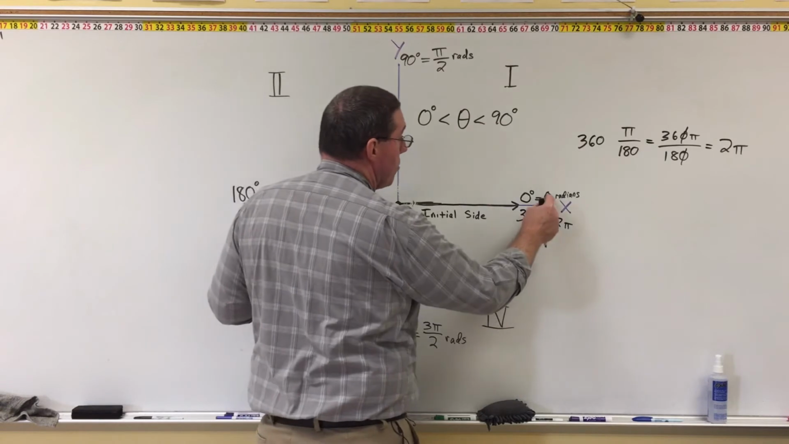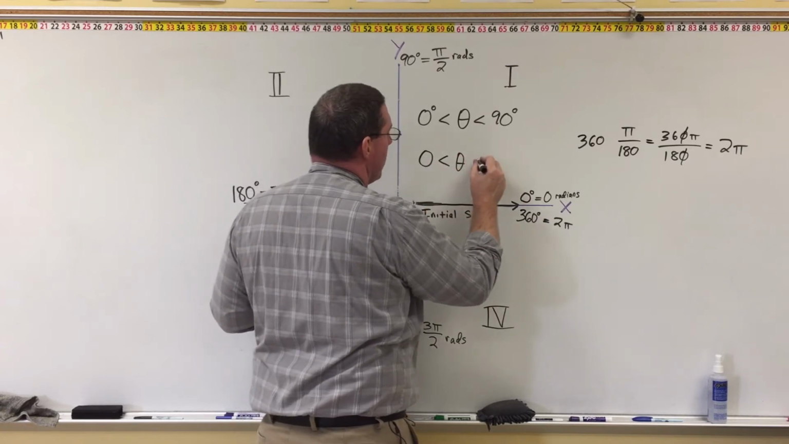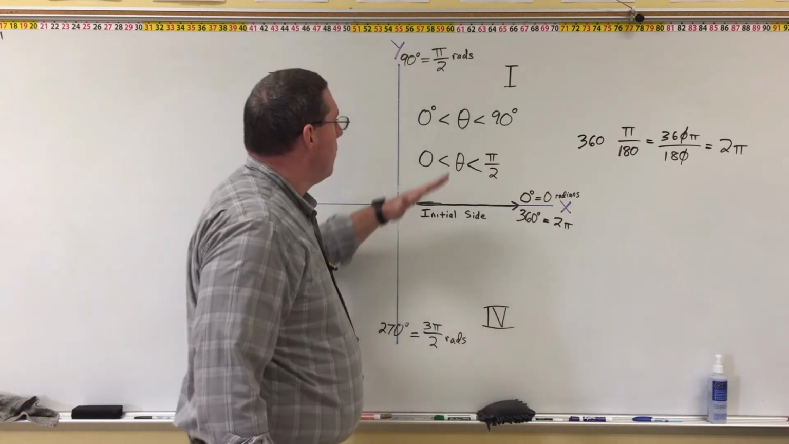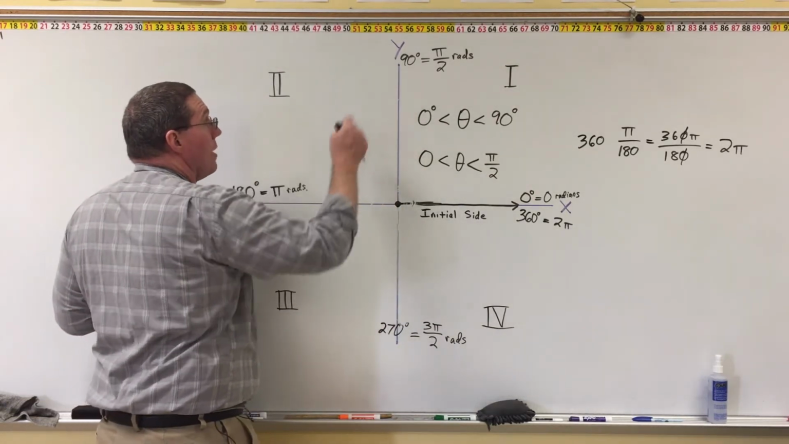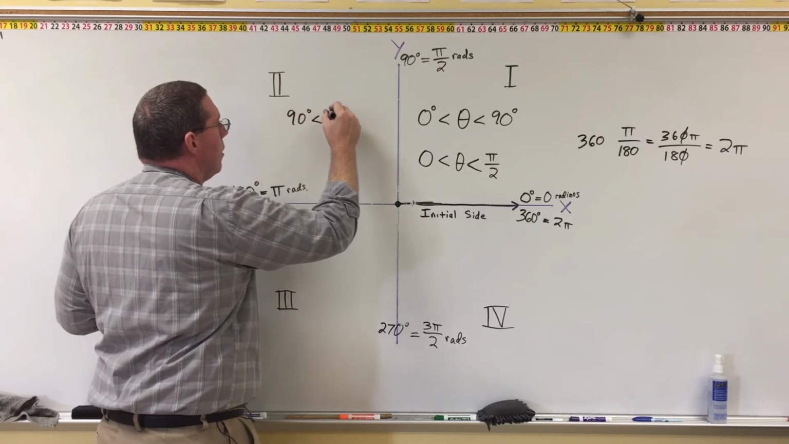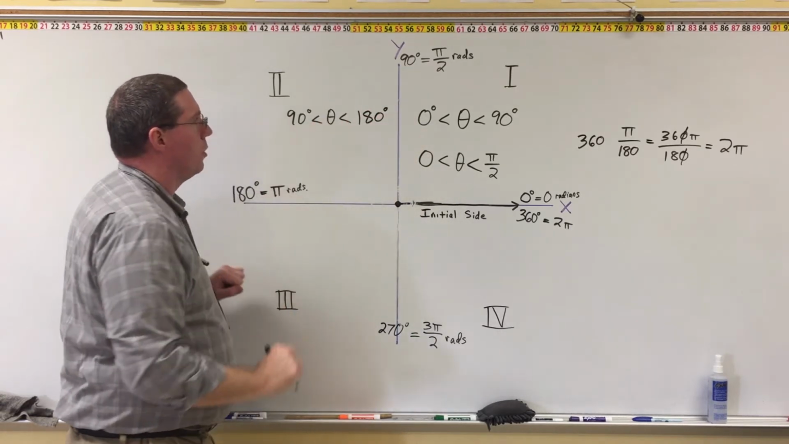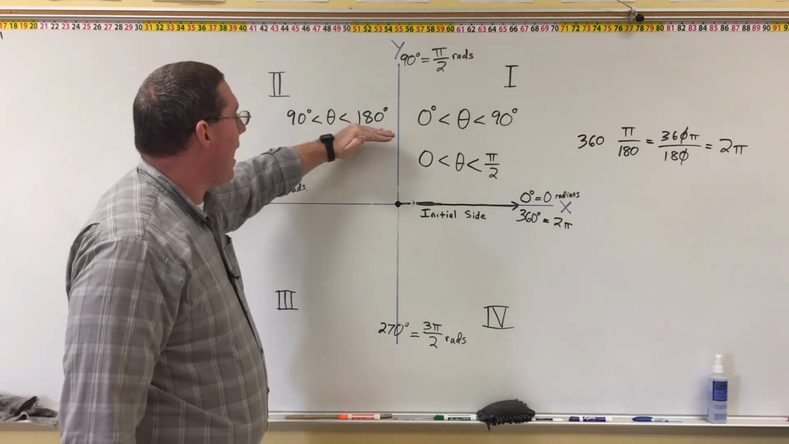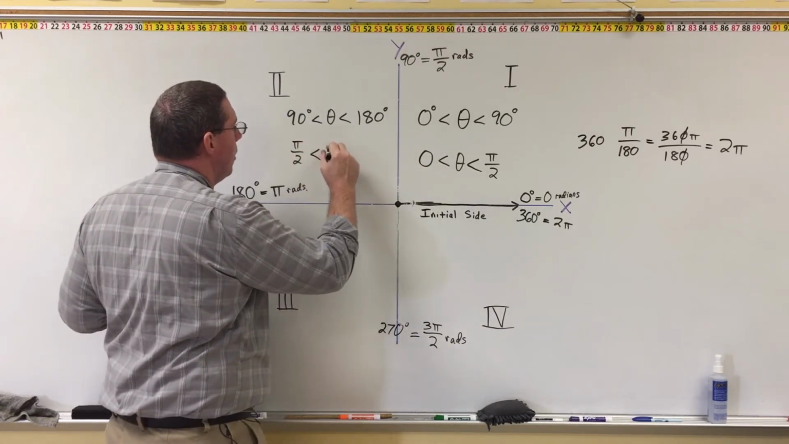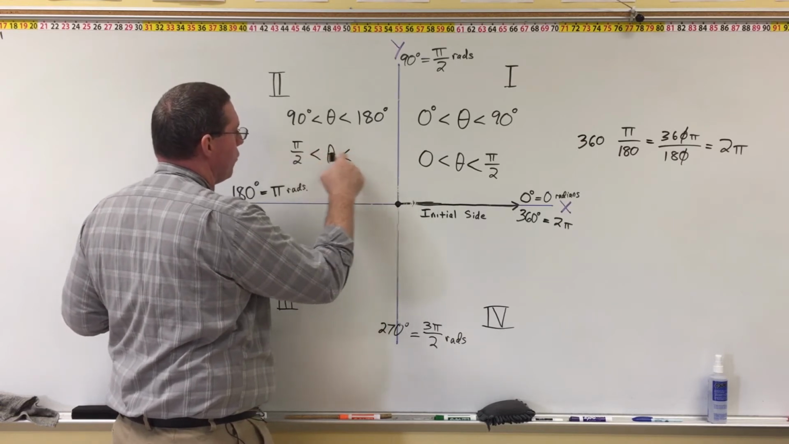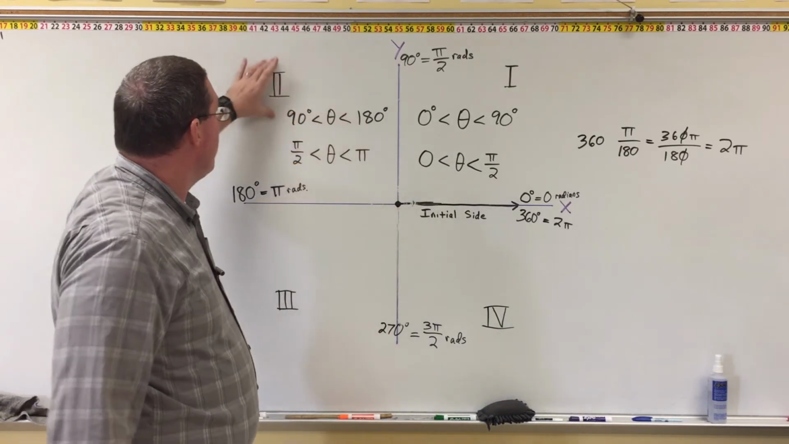We can also do that in radians. 0 radians up to pi over 2. So if the theta angle is between 0 radians and pi over 2 radians, then the terminal side is in the first quadrant, okay? The second quadrant is going to start at 90 degrees. So if the theta angle is between 90 degrees and 180 degrees, note I am not using or equal to. It has to be larger than 90 and less than 180. Or in radians, it would be greater than pi over 2, but less than pi. So if the theta angle is between pi over 2 and pi, then it is in the second quadrant.